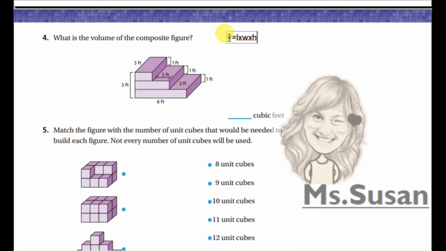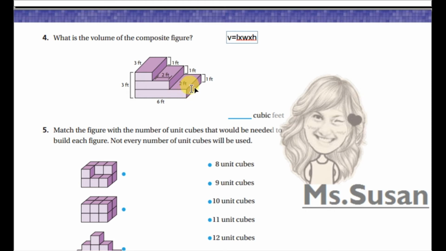LWH. L for length, W for width, H for height. So we have to multiply the 3 dimensions together to get the volume. However, we have here 3 volumes, right? Okay, count with me. What is the width of each shape here? Each shape had the same width. The width is 3. So this is 3, this is 3, and this is 3.